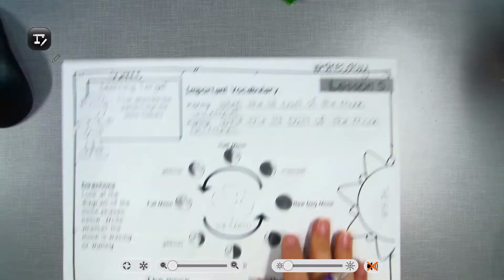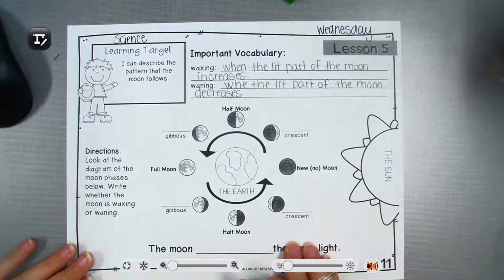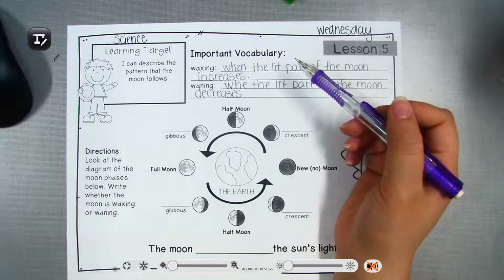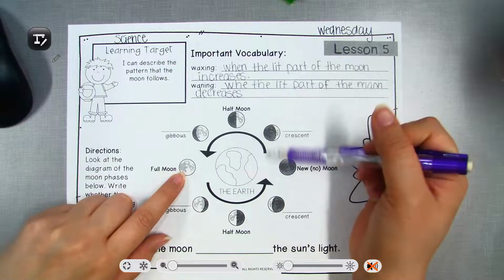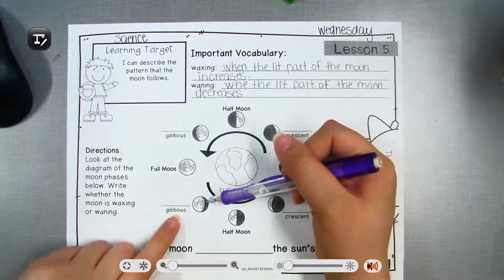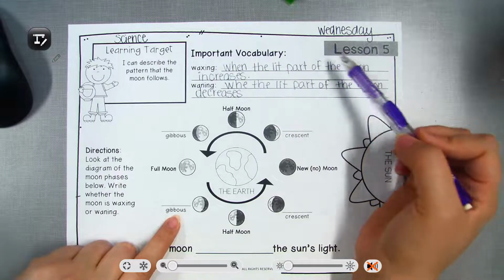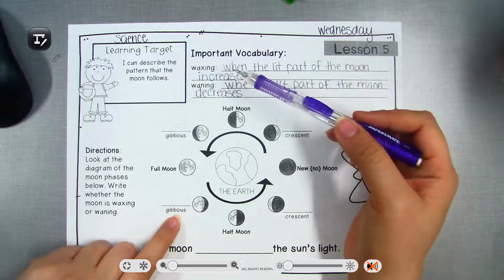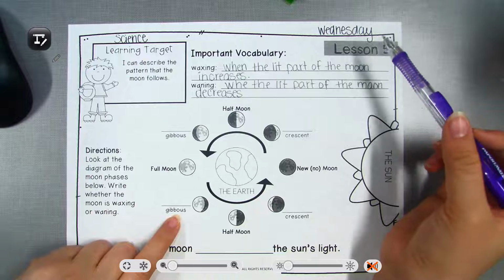Okay, so here we have our moon, or the phases of the moon. So look at the diagram of the moon phases below. Write whether the moon is waxing or waning. So let's kind of start here with the full moon, and we're going to go this way. So we have the full moon, then we have gibbous. So remember, waxing is when the lit part of the moon is increasing, and waning is when the lit part of the moon is decreasing.